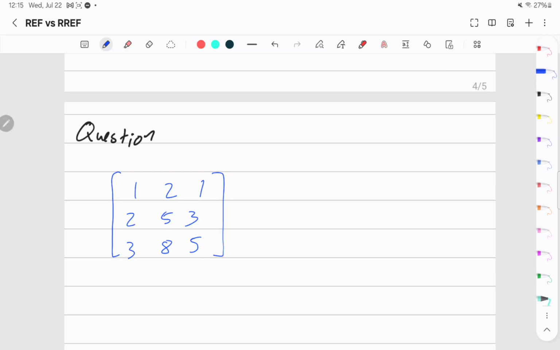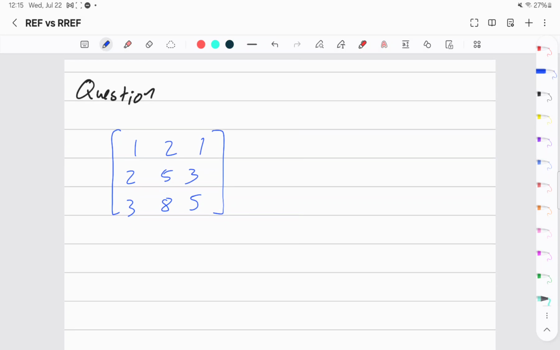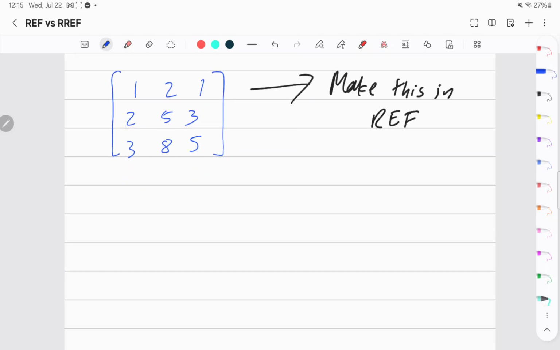So let's try to do a quick question and see how we can apply all of this. Over here I have a matrix, and let's make this into REF form. First we see in the question what my pivot points are. These are my pivot points. My very first pivot point is 1, and in order to make REF, I want everything below the pivot points to be 0. So I need to make this thing and this thing 0. Let's see how I can do that.